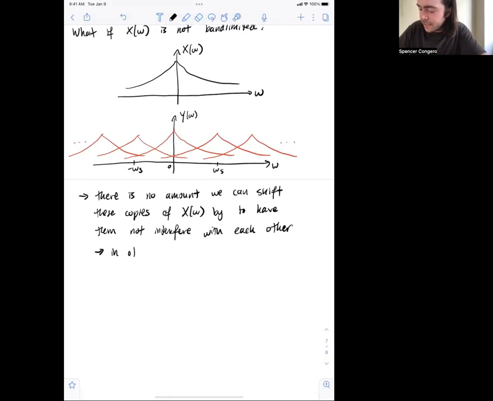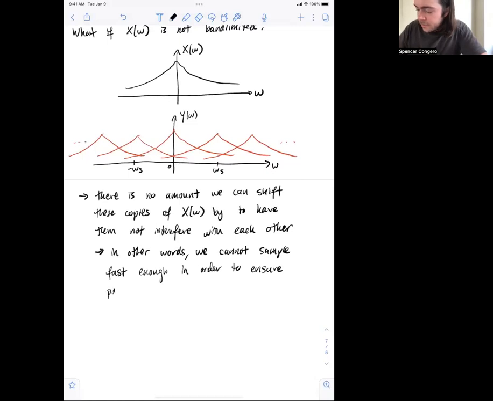And I can put this another way. In other words, we cannot sample fast enough, right? We cannot make the sampling frequency large enough. We can't push it far enough to the right to have these copies not interfere with each other. We can't sample fast enough in order to ensure perfect recovery of x of t.